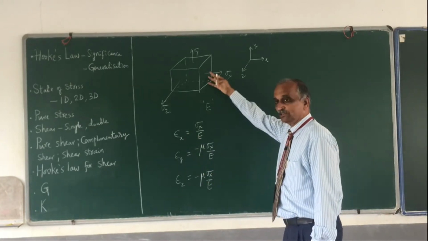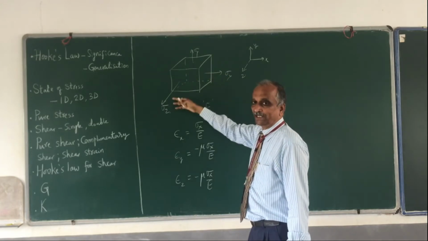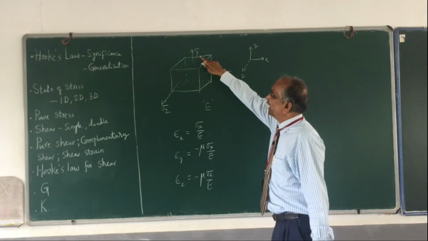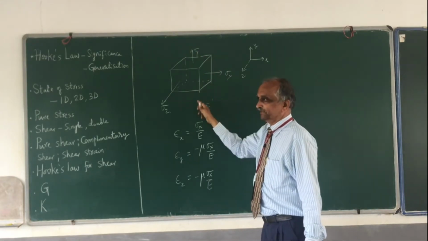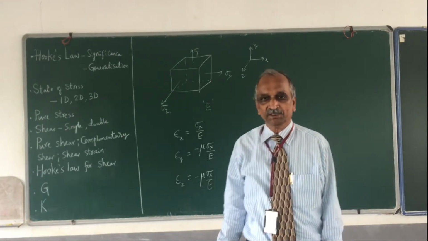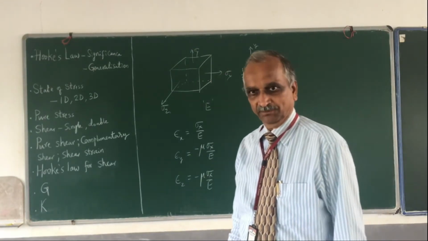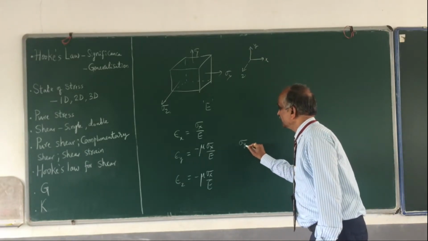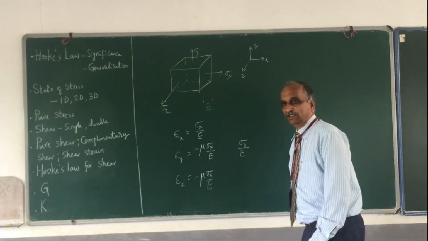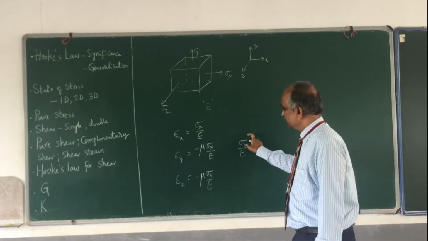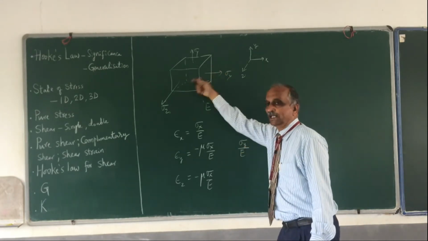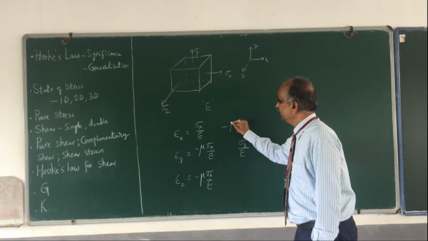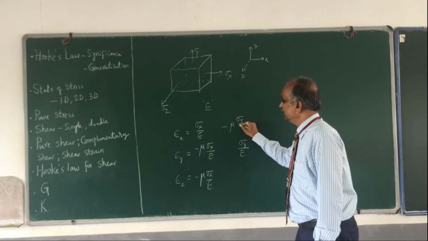Similarly, I have strains in the x direction, y direction and z direction due to sigma y. So sigma y and y direction, what is that? They are like the longitudinal direction. Therefore, sigma y in the longitudinal direction gives sigma y upon E. The same thing, the strains due to sigma y in the x direction and z direction are in the lateral direction.